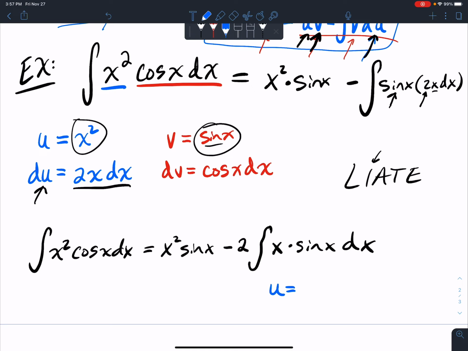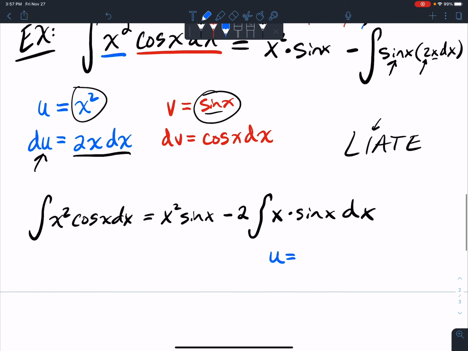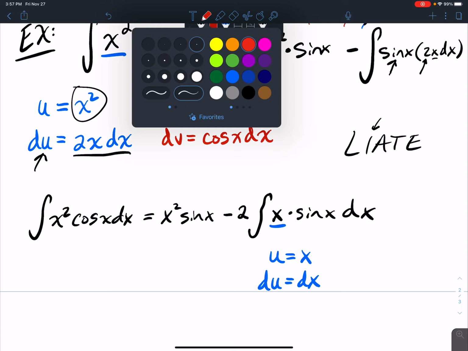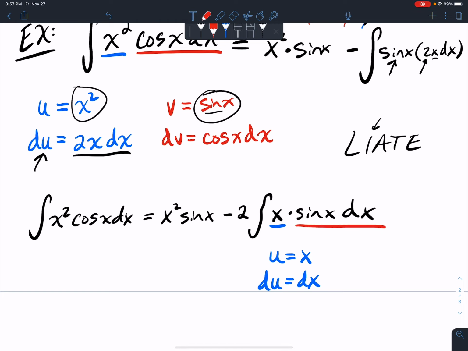So if you stick with picking your algebraic as your u, pick your algebraic as your u again for the next iteration of integration by parts. So u equals x, and if u equals x, then du equals dx. And then if I use x for u, then what's left is dv. So this is sine x dx. And what does that tell me? That tells me that v is the integral of sine, and the integral of sine is negative cosine x.